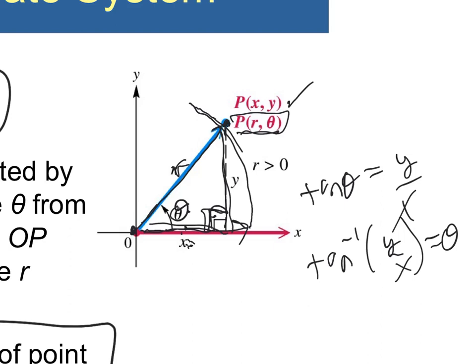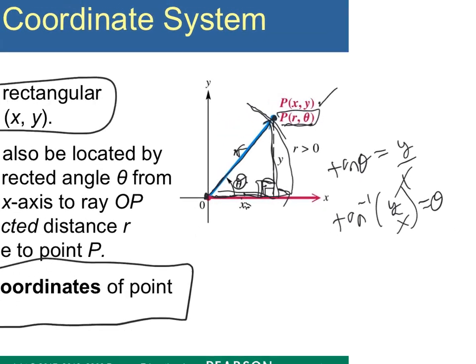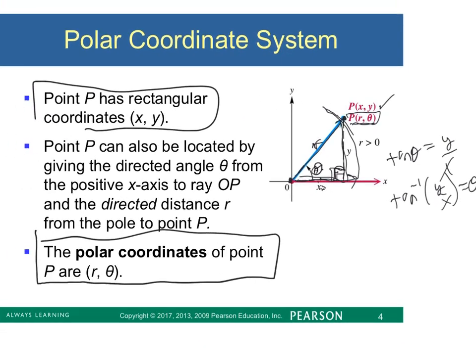Polar can be done in degrees, and it can be done in radians. So wasn't that fun? R is a directed distance. I like how he wrote that, a directed distance, because it goes in one way forever. R can also be negative. Theta can also be negative. So there's a lot of things, just like all the stuff we've had.